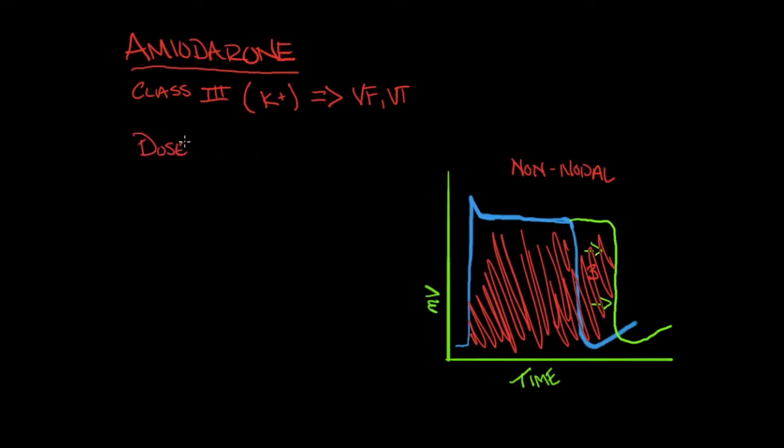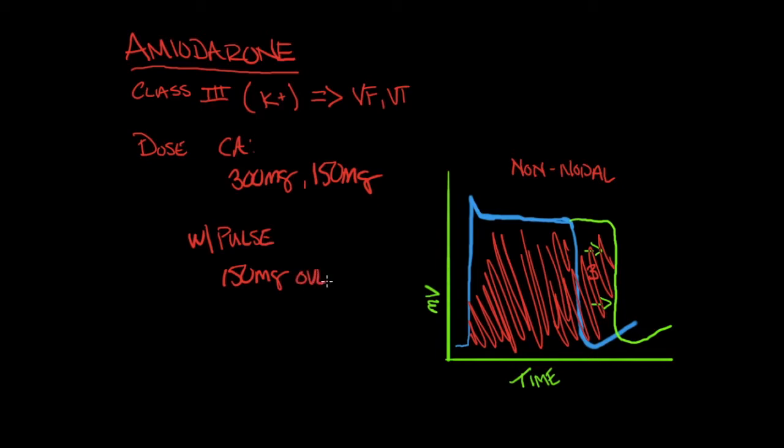The dose for amiodarone comes in two styles. Our patients without a pulse, or our cardiac arrest patients, our first dose will be 300 milligrams, followed by our second dose being 150. Our patients with a pulse will get 150 milligrams in a drip over 10 minutes.